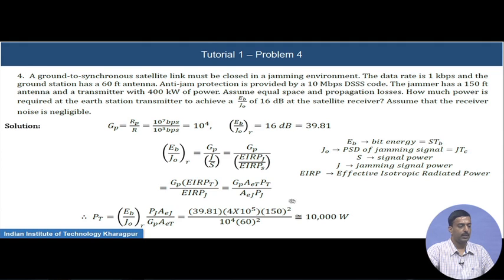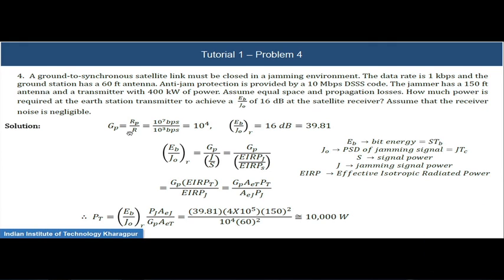Basically what we notice over here is that the transmit power required is much less compared to the power that the jammer requires in order to disrupt this communication, and that is thanks to this processing gain of about 10 to the power of 4, which appears in the denominator of this expression. So, the conclusion basically is that the processing gain, which depends on the spreading factor, is vital in terms of achieving protection against jamming.